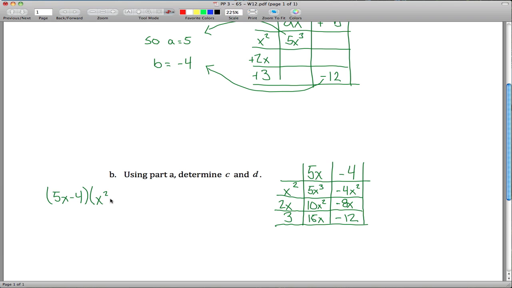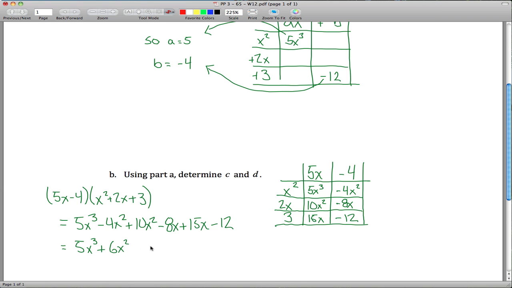times x squared plus 2x plus 3 is equal to 5x cubed minus 4x squared plus 10x squared minus 8x plus 15x minus 12. If I combine the like terms, I only have one cubed term, but I have two squared ones, negative 4x squared and 10x squared. So that gives you 6x squared. Negative 8x and positive 15x nets out to being positive 7x, and then negative 12.